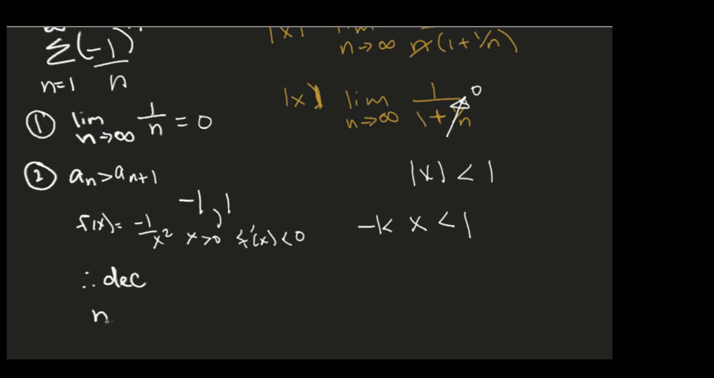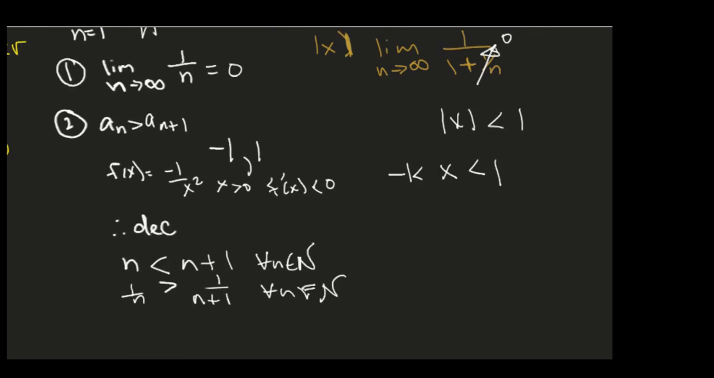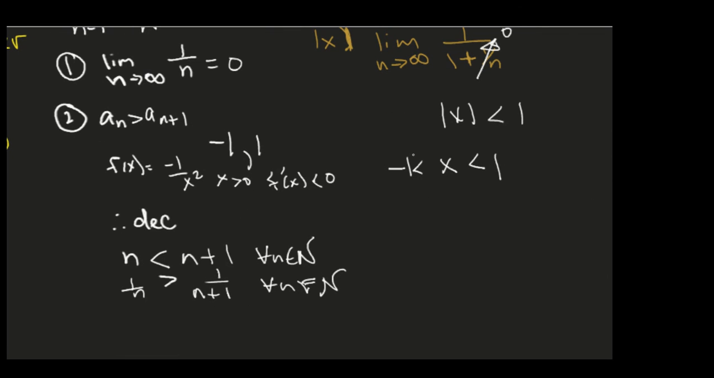You could have also compared the two. You could have said which one of these is bigger, n or n+1, for all n element of the natural numbers. And then when you take the reciprocal of both sides, which one's bigger? 1 over n. So you've also proven it's decreasing. Either way, it's passed both tests of the AST.